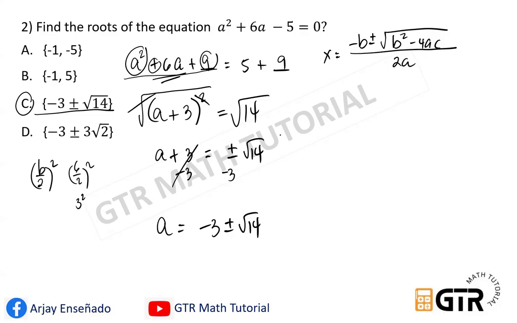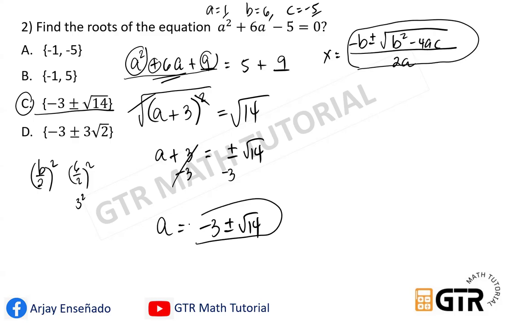If we use the quadratic formula, we have a equal to 1, b equal to 6, and c equals -5. Just substitute these 1, 6, and -5 into the quadratic formula, and we will get the same answer: -3 plus or minus square root of 14.